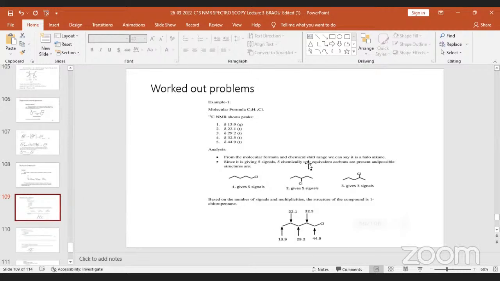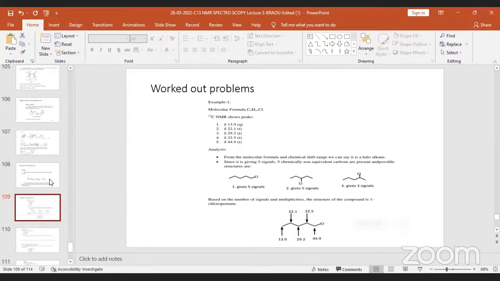From the molecular formula and chemical shift range, it is a haloalkane, because the molecular formula conforms with a haloalkane. So it can have 3 isomeric structures: 1-chloropentane, 3-chloropentane, and 2-chloropentane. If you observe the structures, 1-chloropentane gives 5 signals. Actually, this is wrong; here again this gives 3 signals and this gives 5 signals.